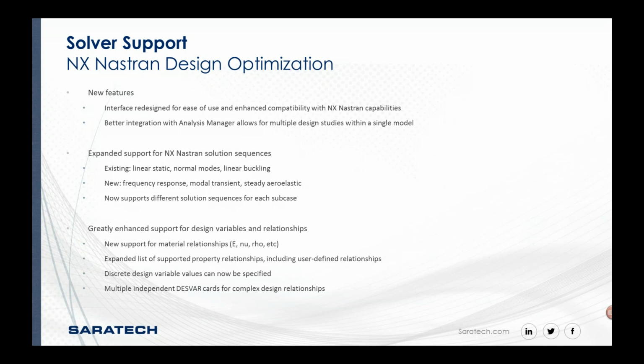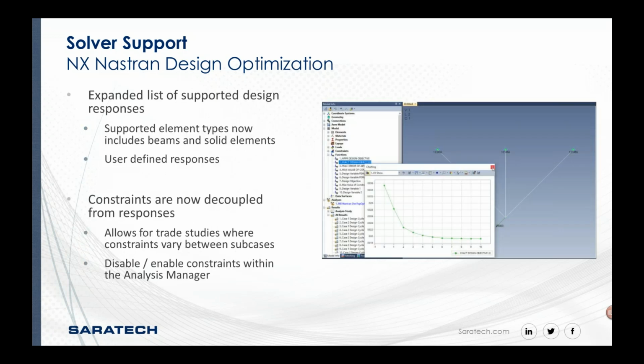Before, you could do linear static, normal modes, and buckling. Now you can do frequency response, transient, and aeroelastic results. You can also do different solution sequences and different subcases. There are also more design variables that you can set, so you can change material values. Just a lot more options in this new release. So here's just continuing to show some of the things for the design optimization.